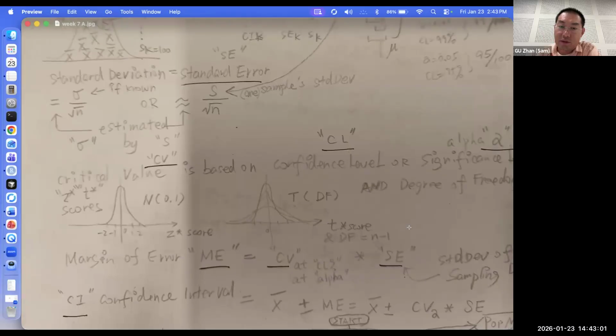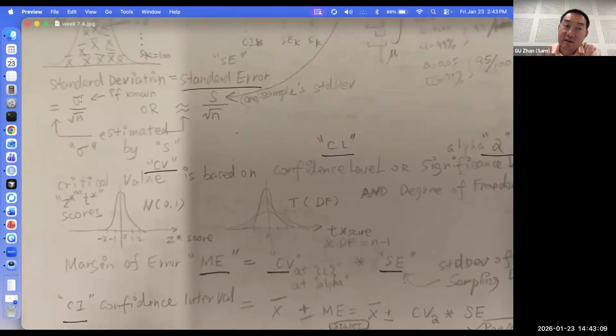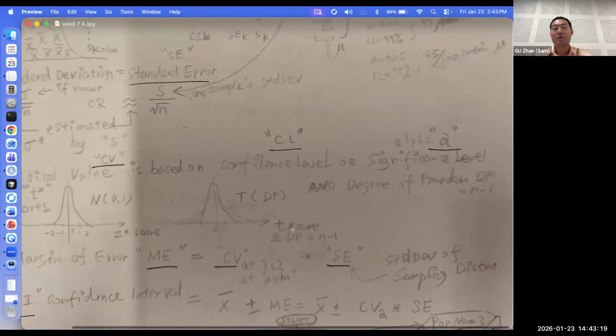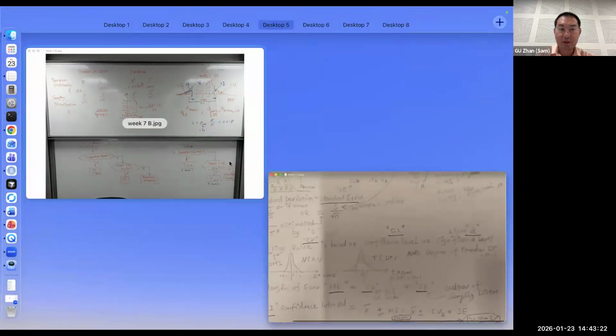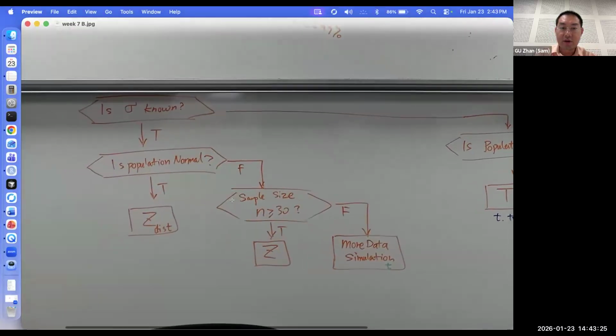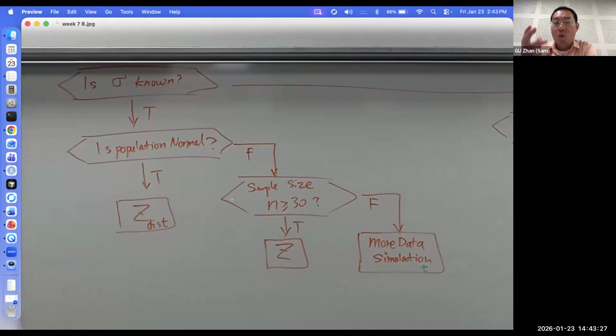Later we'll introduce the T distribution: when to use T distribution, when to use Z distribution. When the sigma is known, use Z distribution. When the population standard deviation is unknown, you can only use sample standard deviation, then you use T distribution. This actually goes to here. In order to find what distribution to use to calculate the critical value, because the critical value is attached to the underlying distribution that you want to use, whether it's a Z distribution or a T distribution.